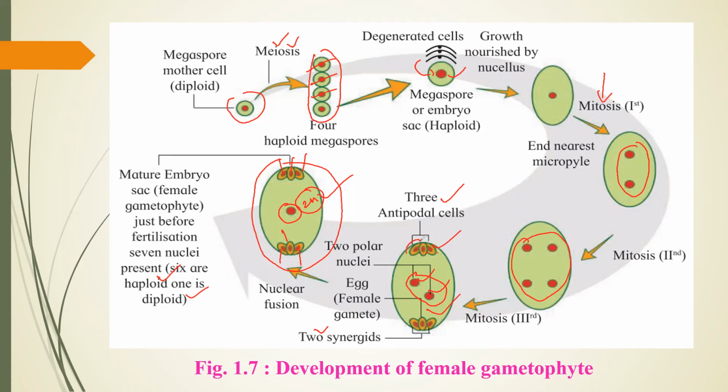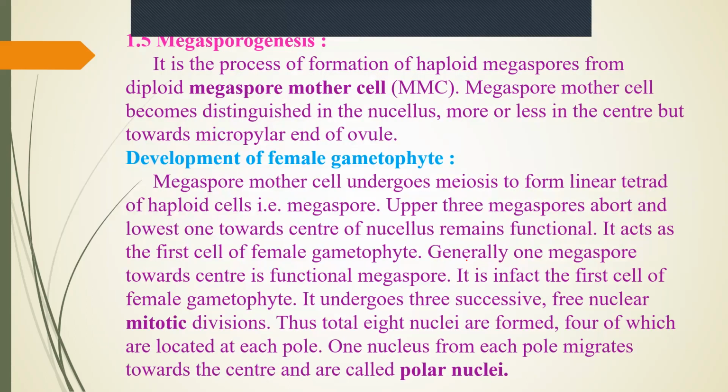Then here we are having the 3 antipodal cells. Then 2 nuclei here, 2 synergids here, and 1 egg cell. Later on, these 2 cells are joined with each other to produce the diploid cell. So 6 are haploid cells and 1 is a diploid cell formed. Let's move to the next one.